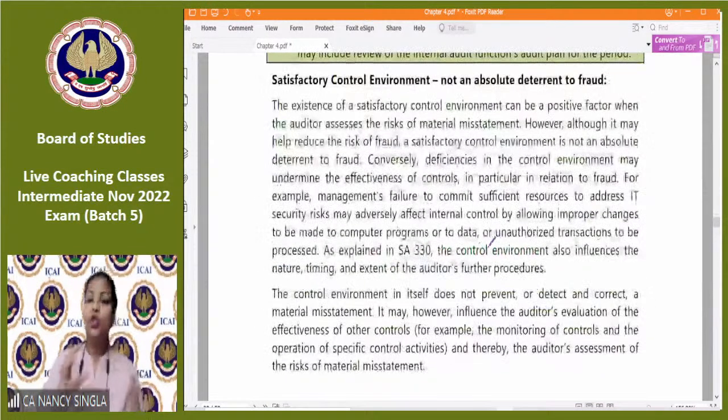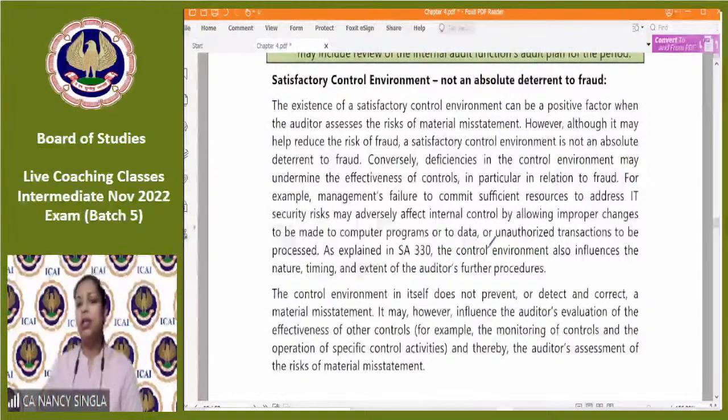So you may get a descriptive question, and I have also given you a question on this: a satisfactory control environment is not an absolute deterrent to fraud. Explain. So let us try to understand. Remedial action is what? Corrective action. Sudhanshu. So see, if there is a satisfactory control environment, what is control environment?